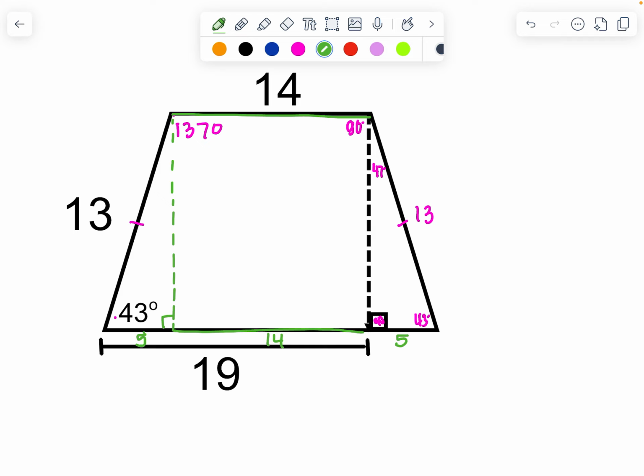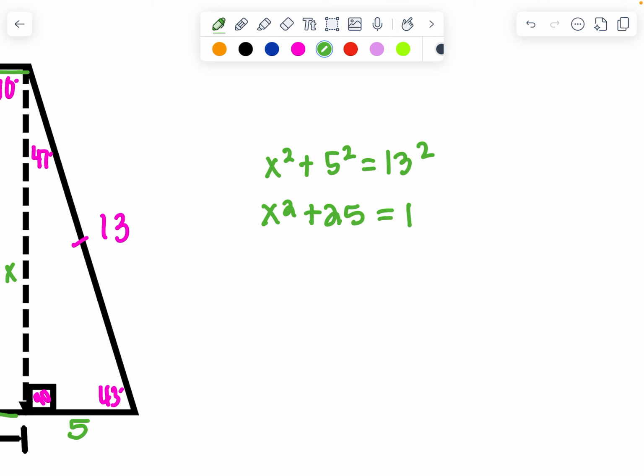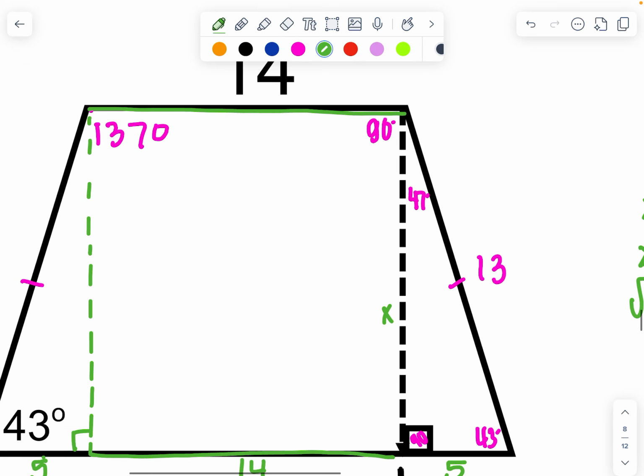I could also find the height right now, right? If you look, the height is part of a right triangle. So let's find that height. X squared plus 5 squared equals 13 squared. X squared plus 25 equals 169. Subtract 25 from both sides. X squared equals 144. Square root, plus or minus, x equals... I'm not going to do plus or minus because it is a height, which is a positive distance. So I'm going to take the positive answer, and I get 12. So the height of this trapezoid is 12.